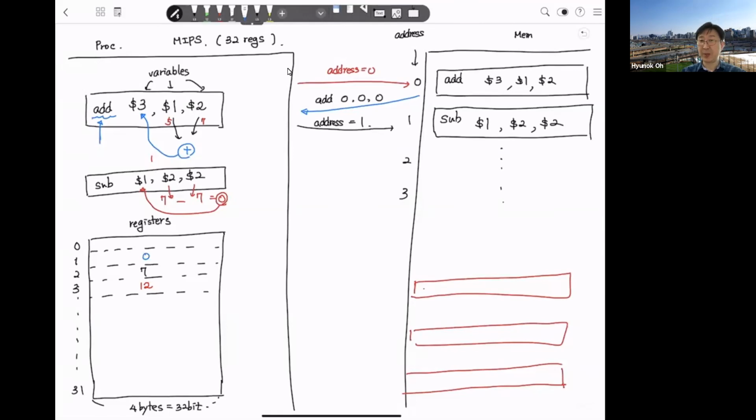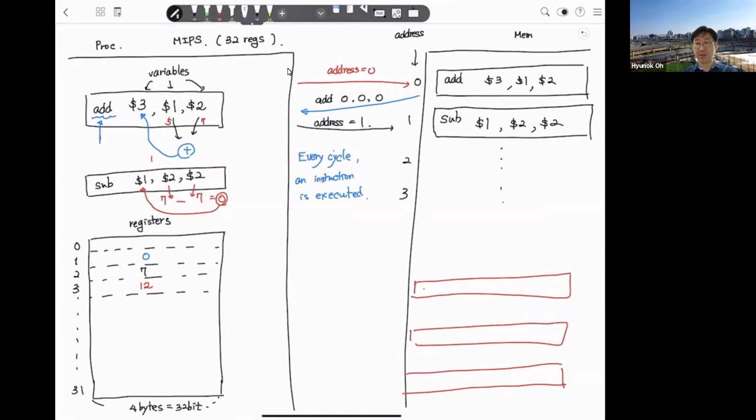Okay, so this is repeated. Every cycle, a new instruction is fetched, and then that is executed, and then the register value is changed. And then in the next cycle, the next following instruction is fetched, and then that is executed. So every cycle, one instruction is executed. Okay, so that's how the processor is running an application.